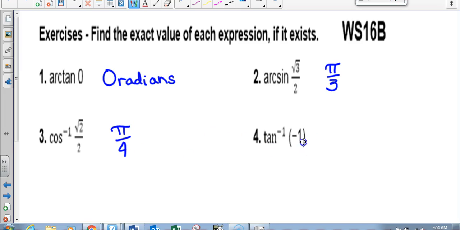Where is the tangent negative 1? Now the tangent is negative 1 at 3 pi over 4. How do I know that's not the right answer? Yeah, it's out of the range. For tangent, remember, that's why the coloring, so you remember which quadrants you're doing. So this is negative pi over 4.